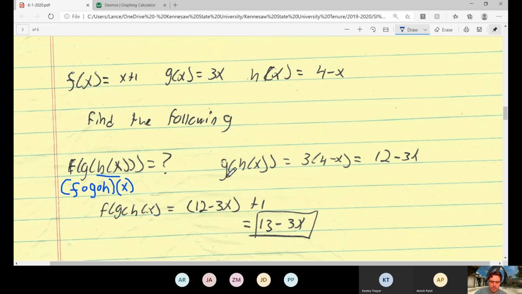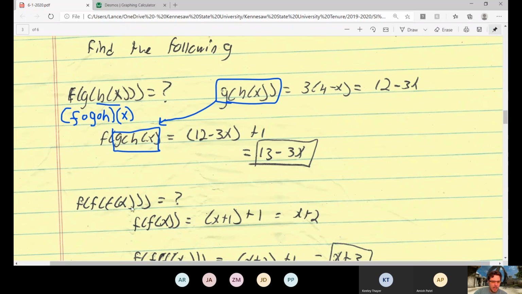And since you know what this is, you can plug it in right here. Once you find this, you can just plug that in. And you have x plus 1, so you plug in g of h of x into where x was, and you add 1. That's all that is. And if you got 5 or 6, you just start with the first one and work your way out until you get done with it.